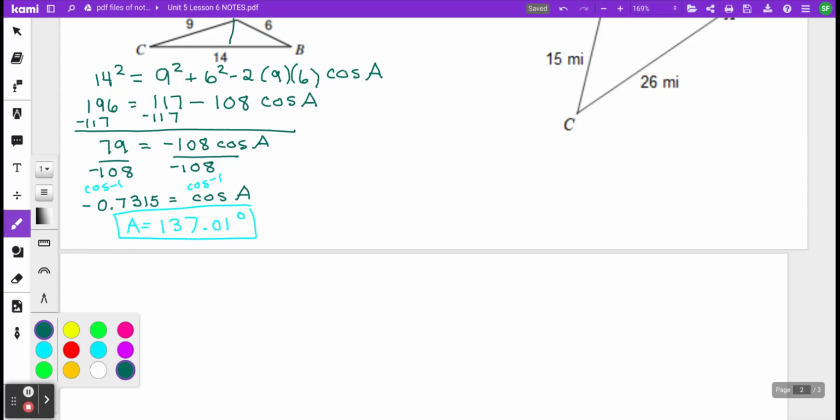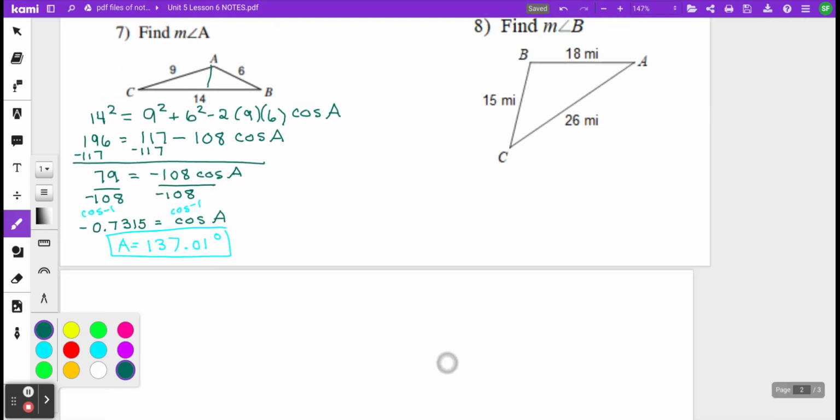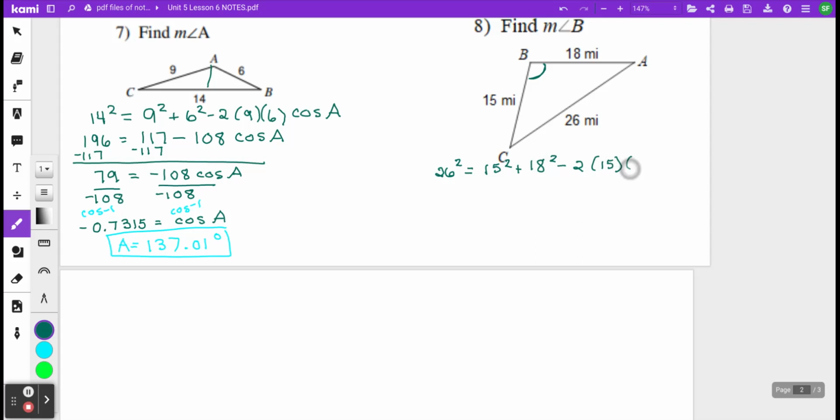Okay. Now with the next one, again, it said doing it the same way. We want to find angle B. So we're going to set it up for the side across from it. So we're going to go 26 squared equals one side squared plus the other side squared minus 2, and then you're going to multiply both sides. And then again, it's cosine whatever angle you're looking for. We're doing B. So we're going to plug everything in.